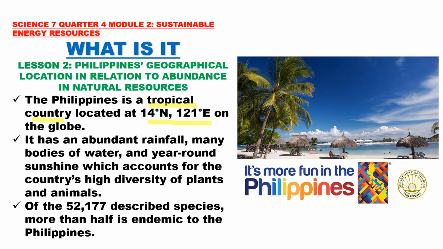It has abundant rainfall, many bodies of water, and year-round sunshine, which accounts for the country's high diversity of plants and animals. Of the 52,177 described species, more than half is endemic to the Philippines. The Philippines is one of the 17 mega biodiverse countries, containing two-thirds of the Earth's biodiversity and 70% of the world's plant and animal species due to its geographical isolation, diverse habitats, and high rates of endemism.